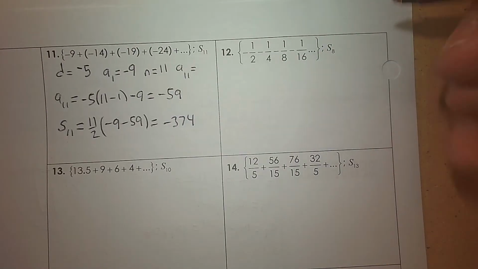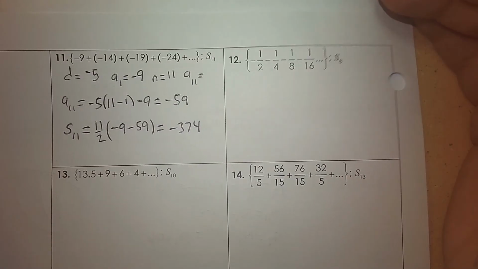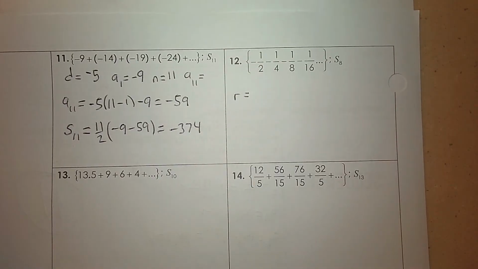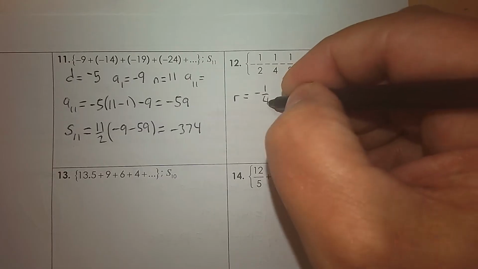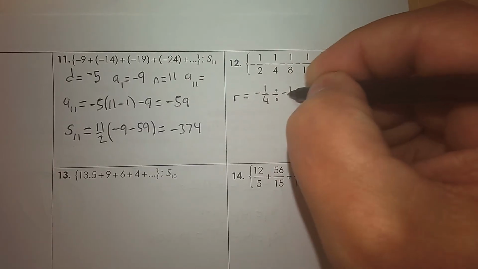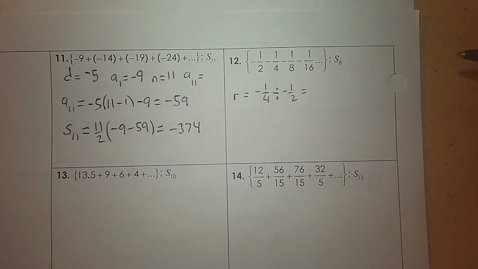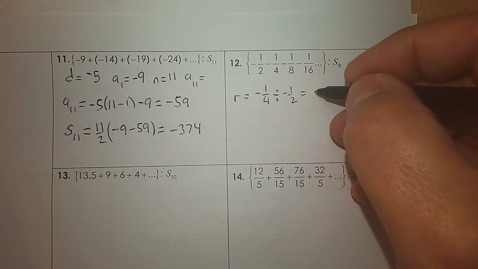Claudia, can you tell me if it's arithmetic or geometric? And how did you find the common ratio? So if you went negative a quarter divided by negative a half, what answer do you get? Is it going to be negative or positive? When you go a negative divided by a negative, it's going to be positive, right? So the common ratio is positive a half.